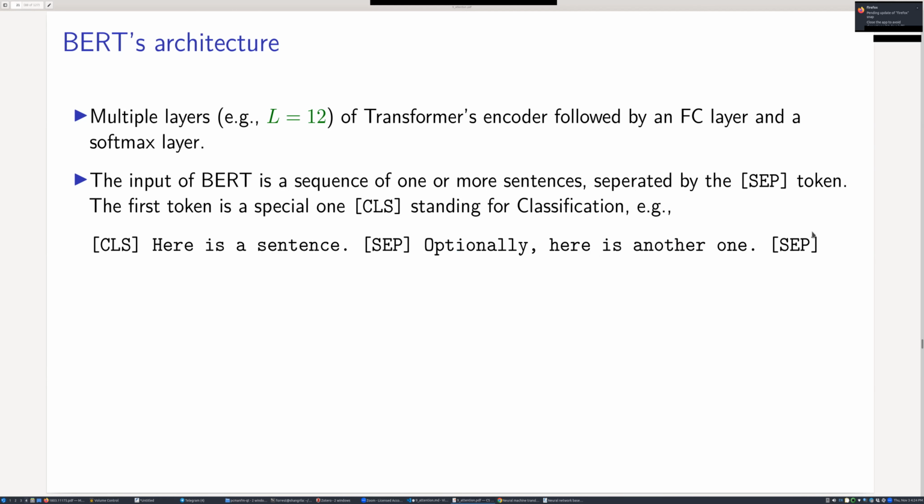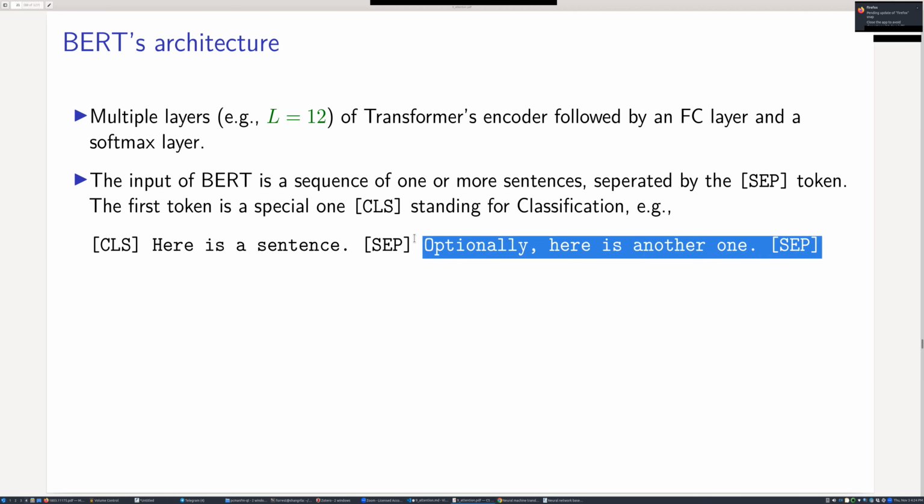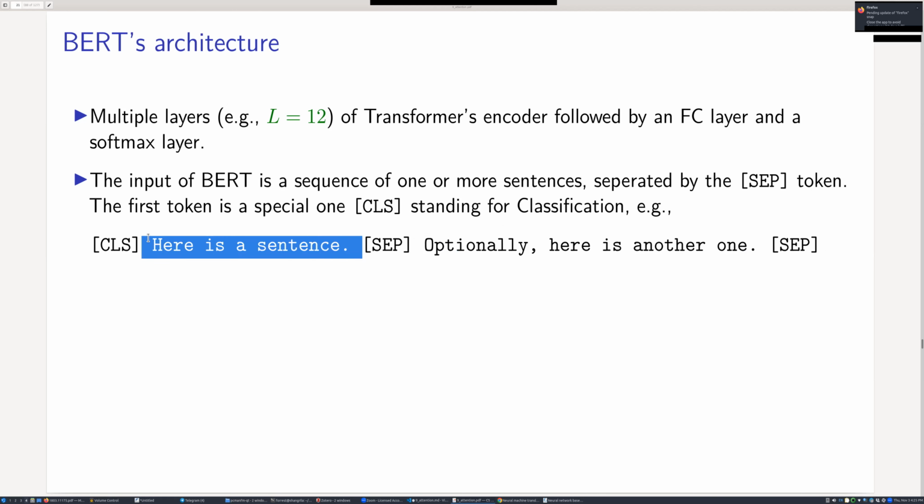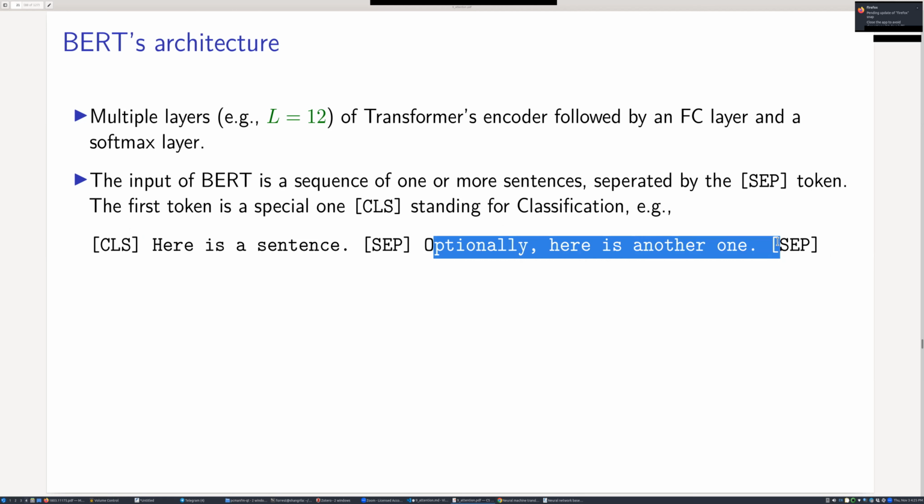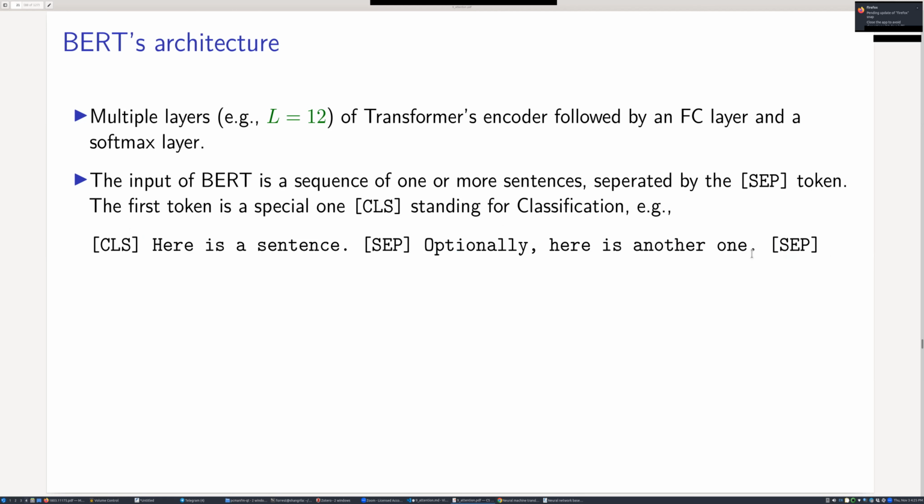You can add as many SEP segments as you want. For example, let's say you have a weird task where you have a passage, and you ask a question in English, and you want to answer in French. You just add this separator multiple times.